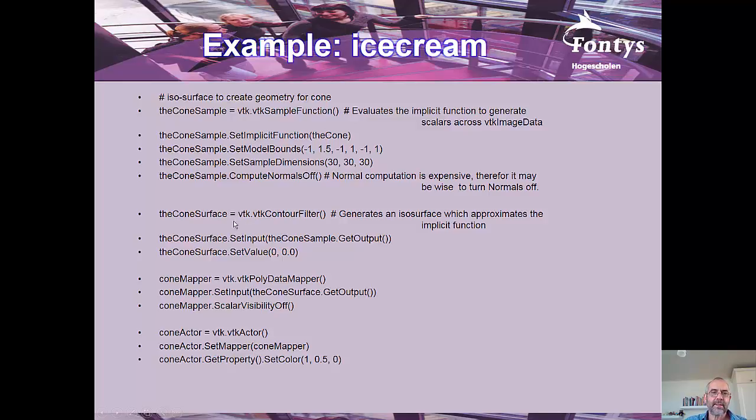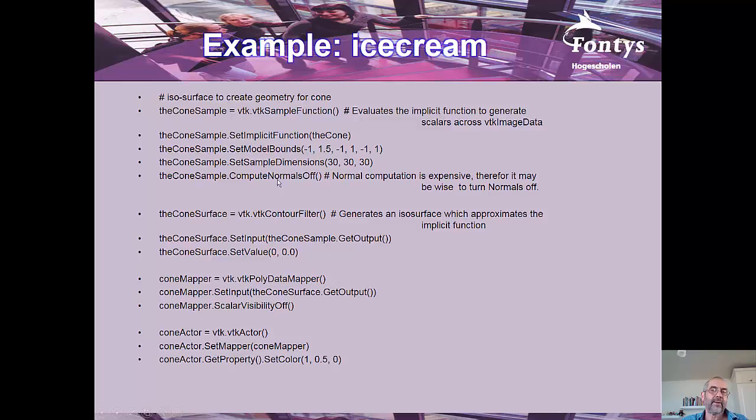And then these samples are used in this contour filter, where we say, well, now I'm interested in all the points where this function has value 0. And this is actually the isosurface that we calculate here.